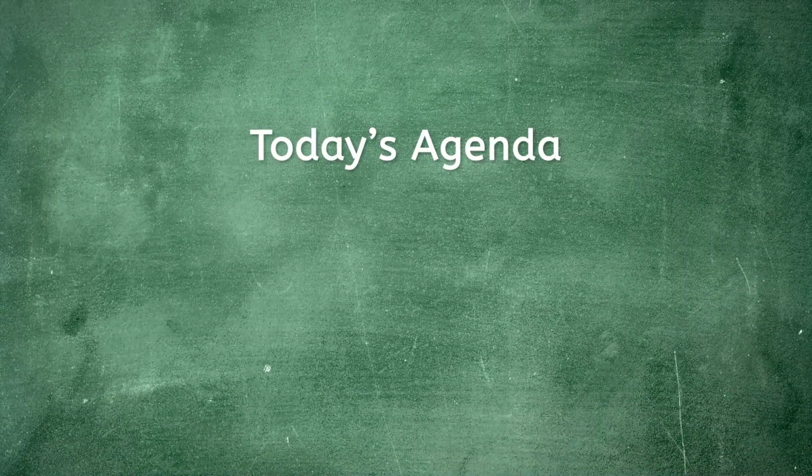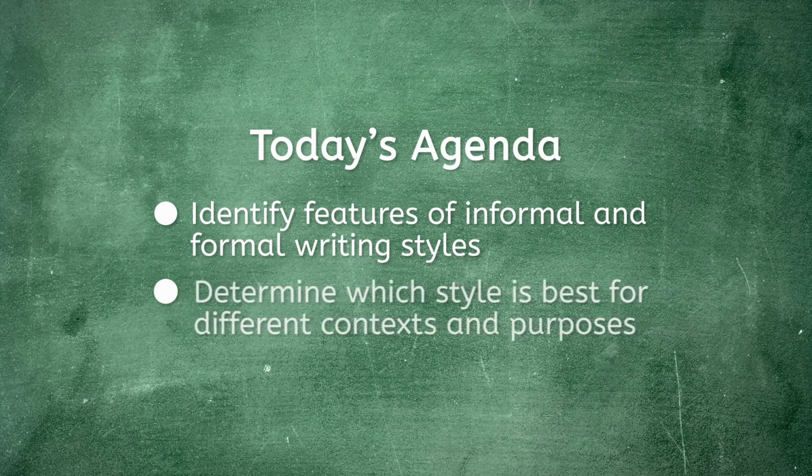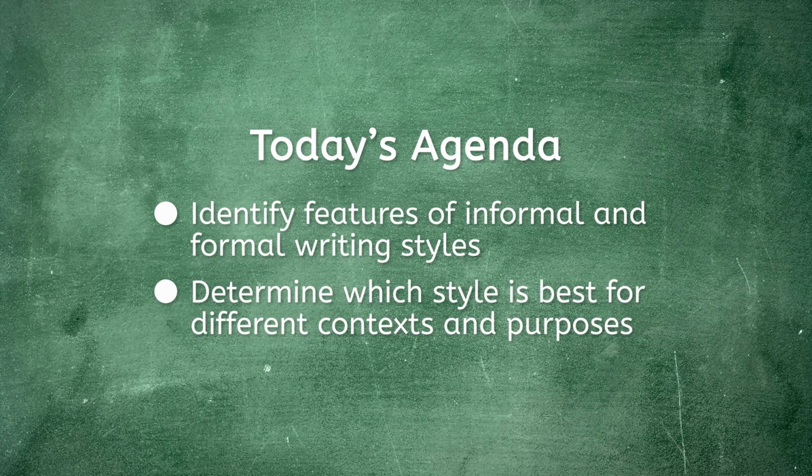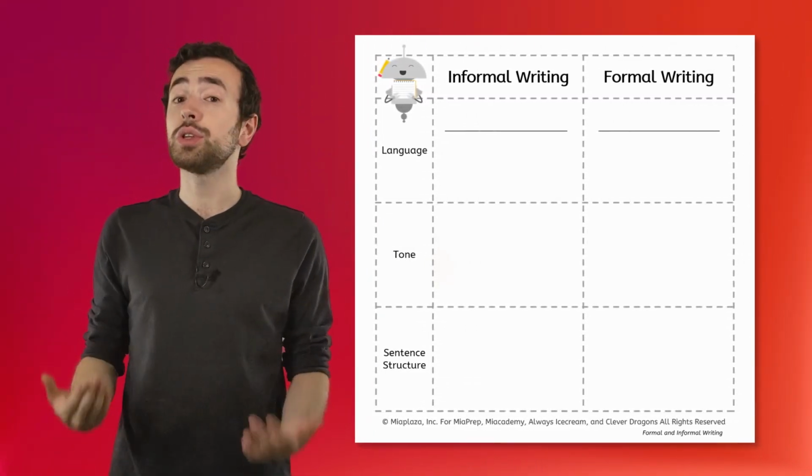In this lesson, we'll identify features of informal and formal writing styles and determine which style is best for different contexts and purposes. As we learn, I will be adding to my chart on the screen, and you can do the same in your PDF.